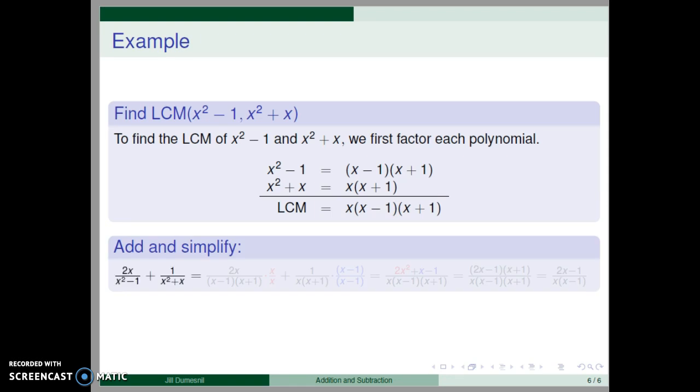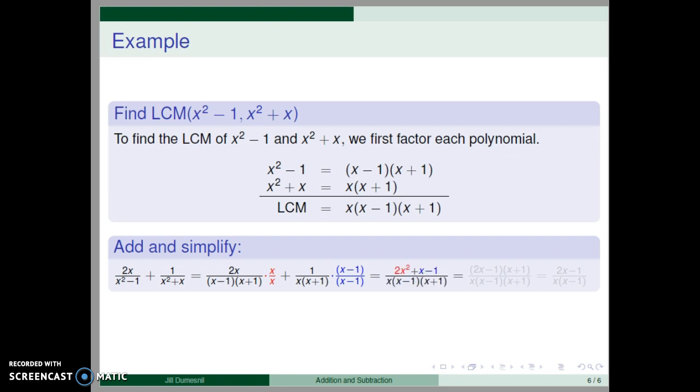Now let's add 2x over x squared minus 1 plus 1 over x squared plus x. We first need common denominators, and the least common denominator we just found to be the product x times x plus 1 times x minus 1. So we multiply our first fraction by x over x, and the second fraction by x minus 1 over x minus 1 to produce fractions with the correct denominator.